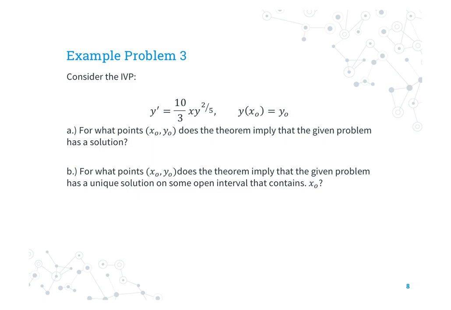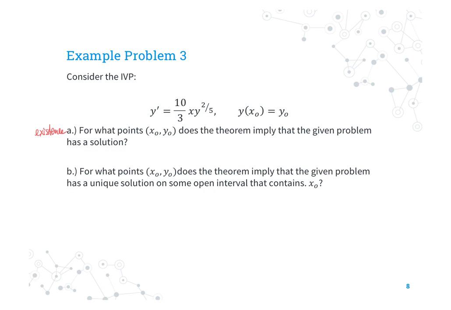How about another one? Now on this one, we have y prime equals (10/3) x y^(2/5), and we have our initial value y of x naught equals y naught. We want to know for what points x naught, y naught does the theorem imply that the given problem has a solution? So this is speaking only to existence.